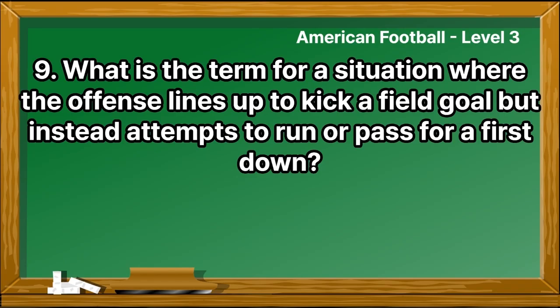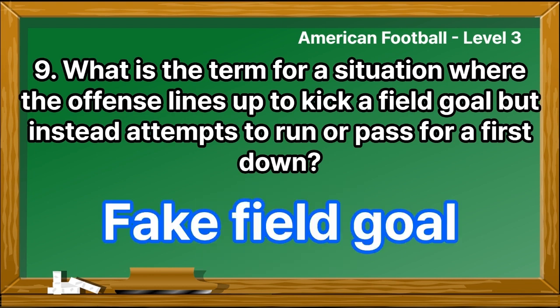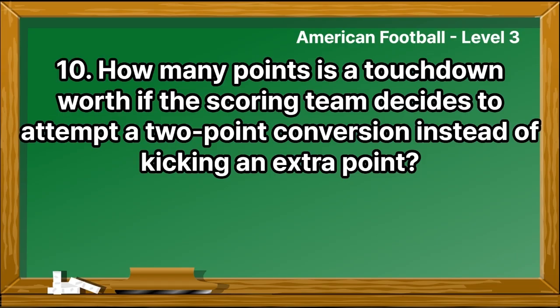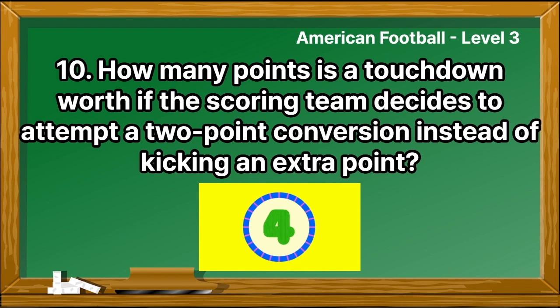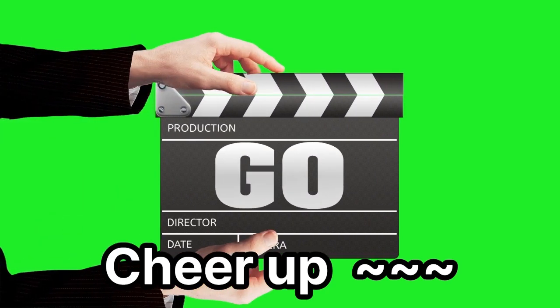What is the term for a situation where the offense lines up to kick a field goal but instead attempts to run or pass for a first down? Fake field goal. How many points is a touchdown worth if the scoring team decides to attempt a two-point conversion instead of kicking an extra point? 8 points. Cheer up.